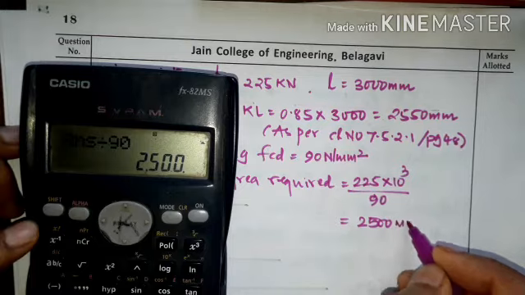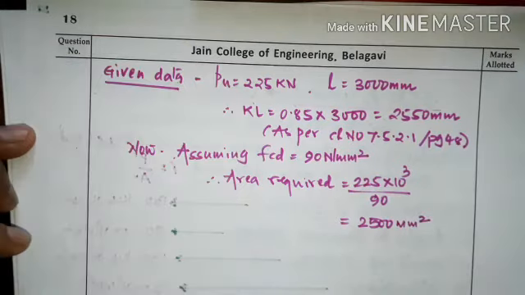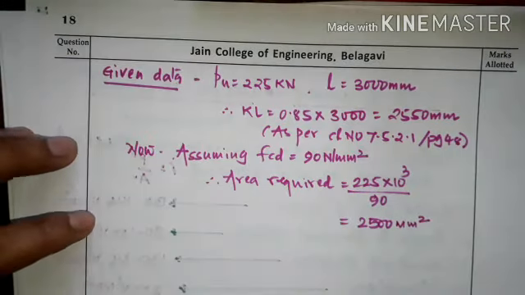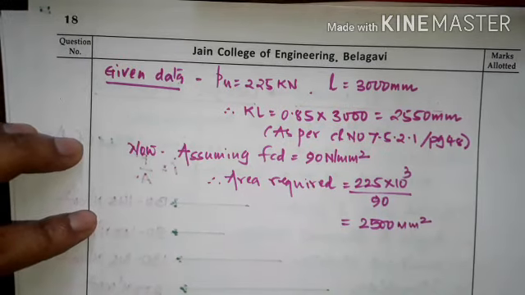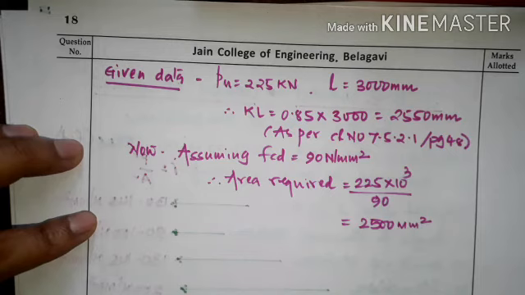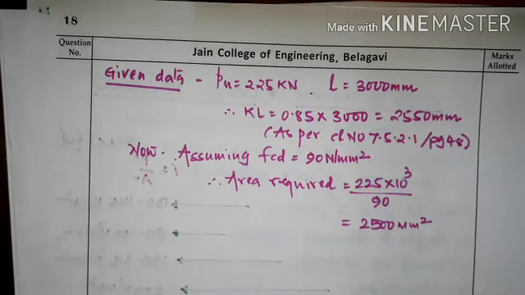So that is 2500 mm square. So you have to select two angles of total area 2500 mm square. This is like a trial, 2500 mm square you have to choose. We can choose higher side also for safety, so that you don't have to revise again if you assume a little bit higher side. Okay, understood?